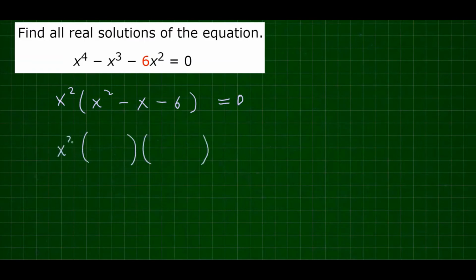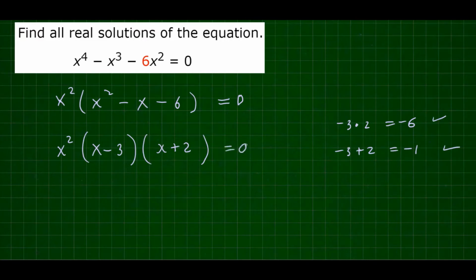So we still have an x squared. And then for this term, we can factor into x minus 3 and x plus 2. So you could use the AC method, but you can just use trial and error and guess your factors. So you look for two numbers. When you multiply them, you get -6. So that's -3 times 2. And then I also see that -3 plus 2 gives us -1. So these are the numbers that will do the job. And then we set it equal to 0.